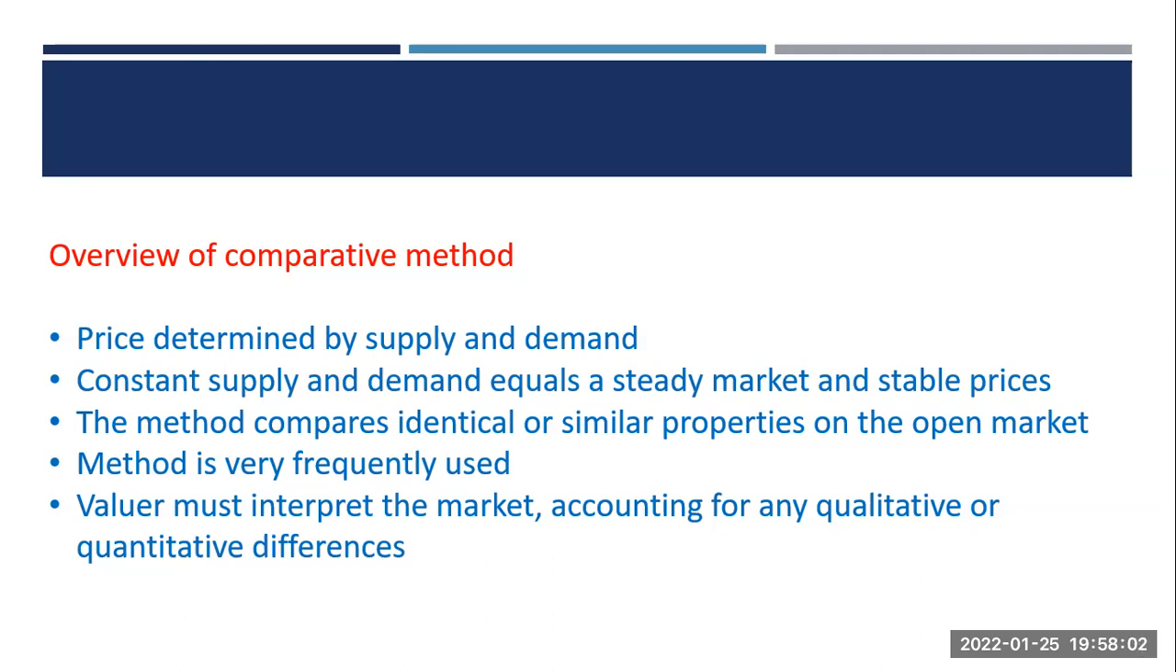When we consider a property to value, we need to look at those recent sales and consider the substitution value. That is based on the idea that somebody would not pay more than what they can buy for, or what they would pay for a similar property nearby.